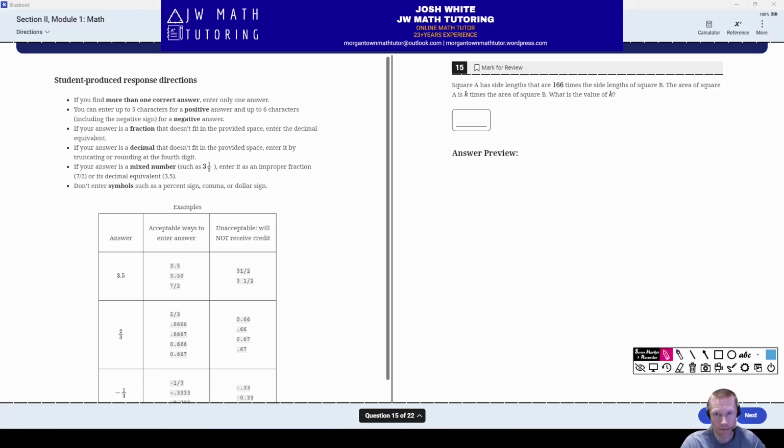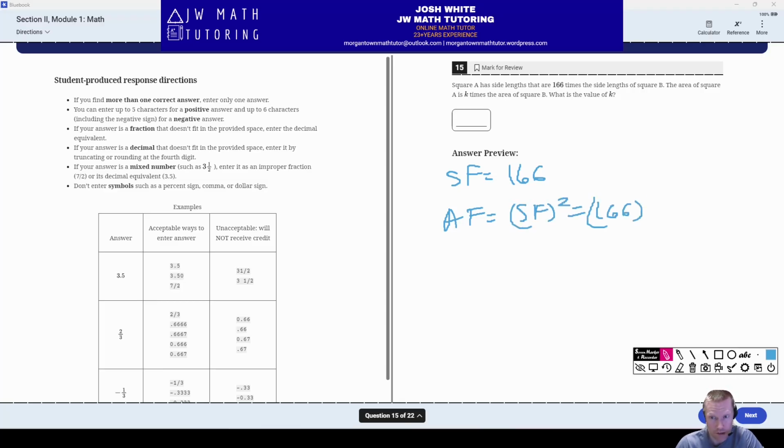Next up, question number 15. Here you have one square which has side lengths that are 166 times the length of another square. The area is k times the area of the other one. What is the value of k? The shortest, quickest, easiest way to notice this is that the scale factor between these two squares is 166. The area factor, i.e. the ratio of their areas, is just the scale factor squared.